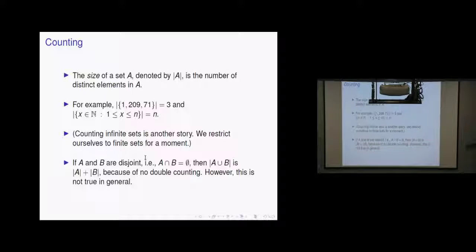Suppose the two sets A and B are disjoint, that is, the intersection is empty. Then if I count the union, it is just adding the size of A and the size of B. Suppose A is a set of bananas and B is a set of oranges. They are disjoint, so if I count the fruit, I just add the number of bananas and the number of oranges, so there's no double counting. In general, this is not the case if you have overlaps.